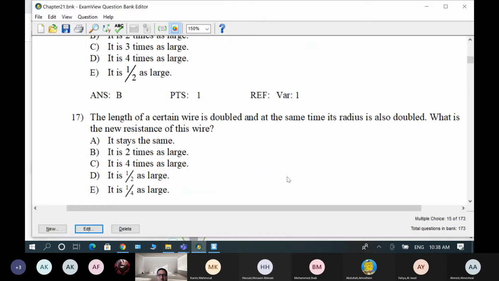Okay, Mohammed, question 17, read it. The length of a wire is doubled, and at the same time its radius is also doubled. What's the new resistance of the wire?